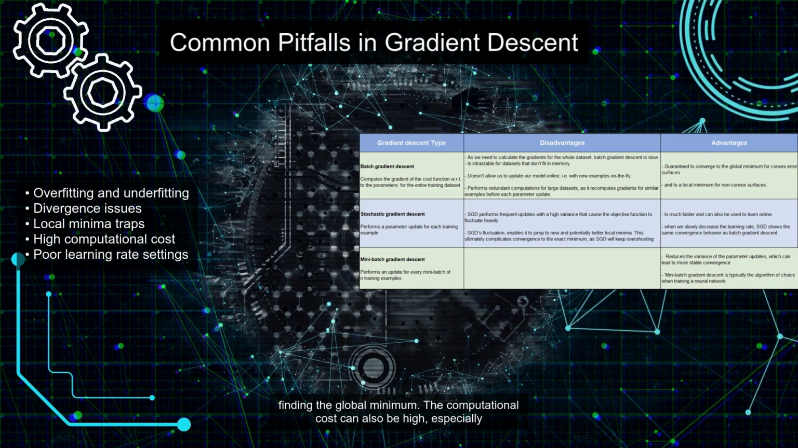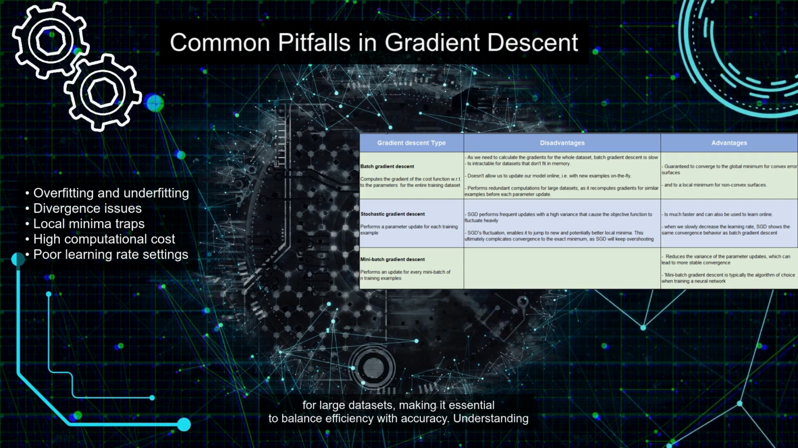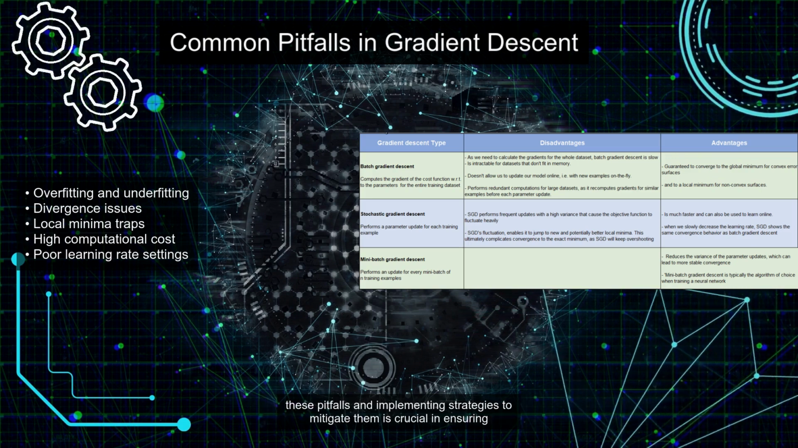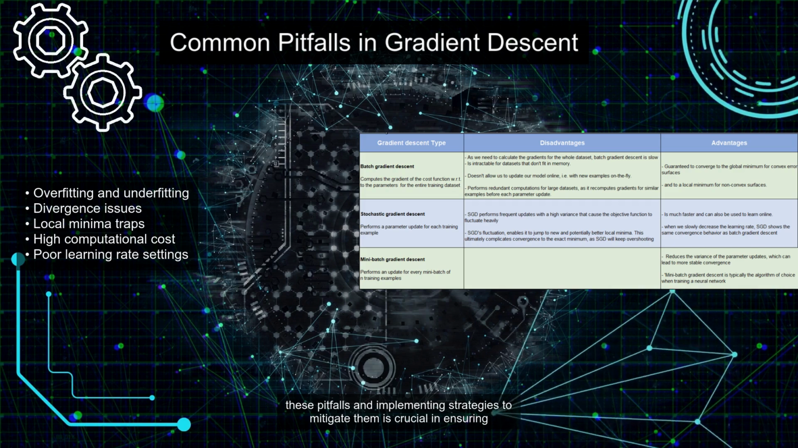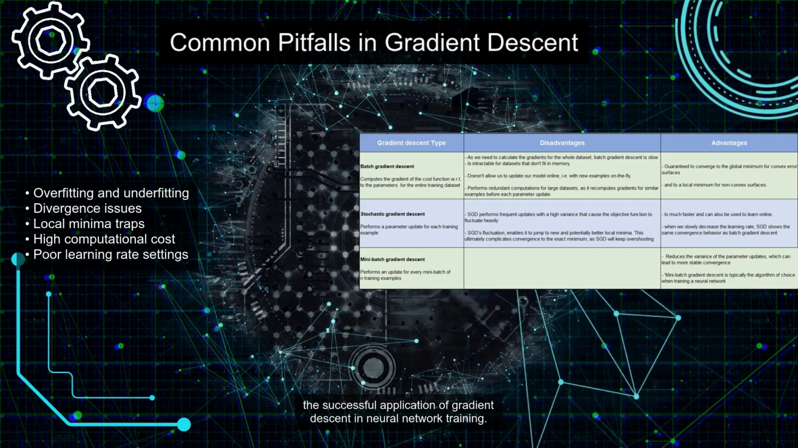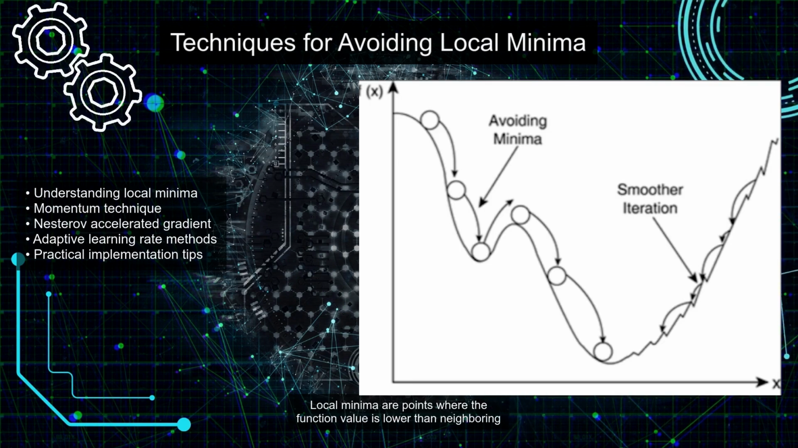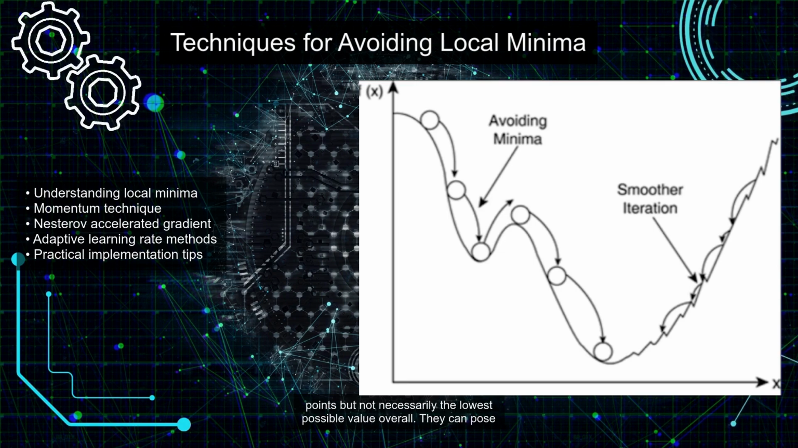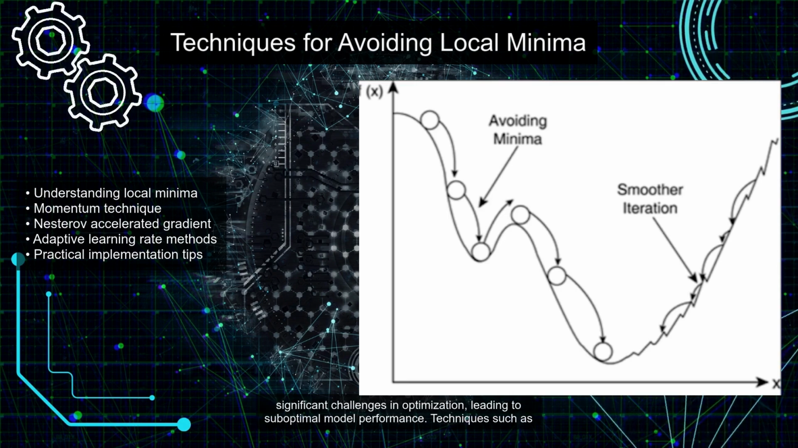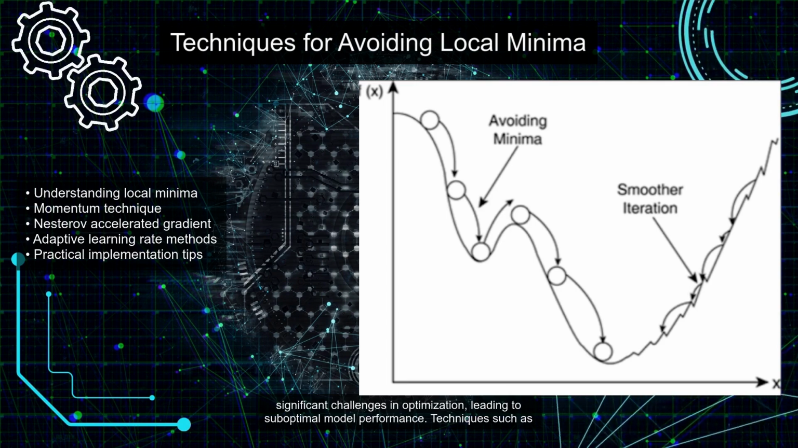The computational cost can also be high, especially for large datasets, making it essential to balance efficiency with accuracy. Understanding these pitfalls and implementing strategies to mitigate them is crucial in ensuring the successful application of gradient descent in neural network training. Local minima are points where the function value is lower than neighboring points but not necessarily the lowest possible value overall. They can pose significant challenges in optimization, leading to suboptimal model performance.